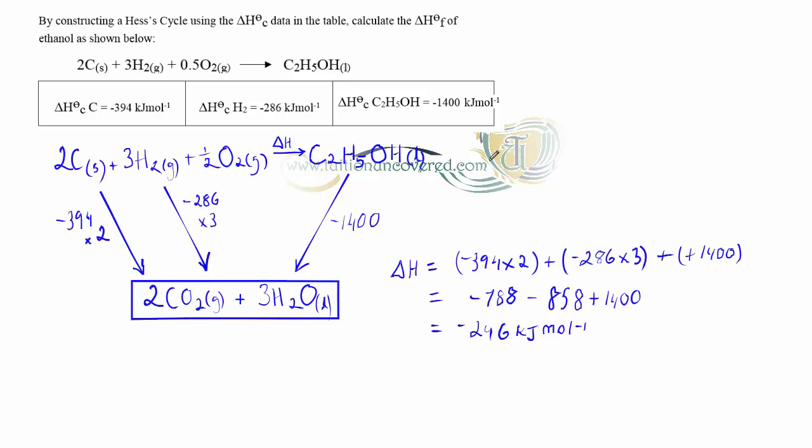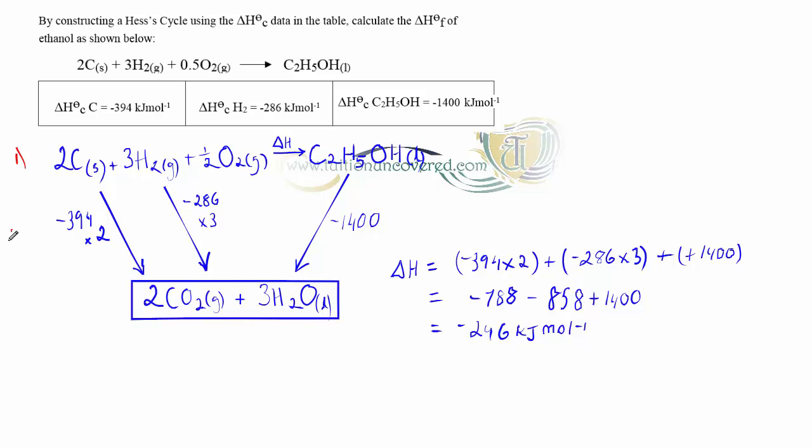Step 1, I wrote down the equation I'm trying to work out. Step 2, I put down the arrows representing what information I'm given: combustion data for the combustion of carbon, combustion of hydrogen, giving me 2 CO2s, 3 H2Os, and combustion of my product ethanol, arrow going away from ethanol, also giving me the same. So that's all complete now, my Hess cycle.